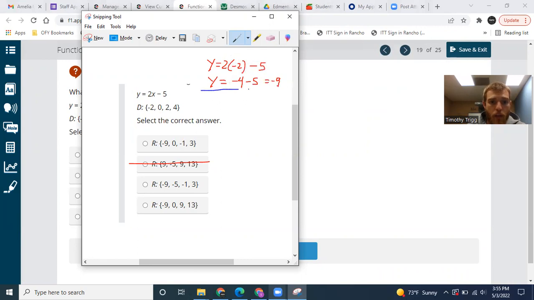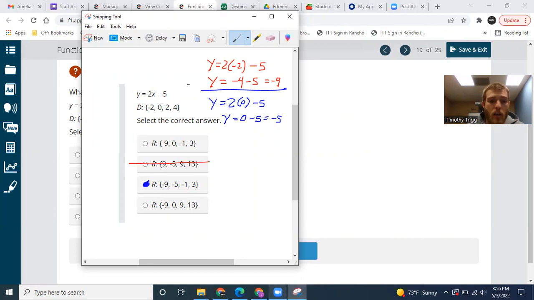Let me change my pen color. Now we're going to replace the x with this input 0. So y equals 2 times 0 minus 5. I hope you're writing this all down, by the way. That becomes y equals 2 times 0 is 0. Then we have minus 5. 0 minus 5 is -5. Okay, so -5 should be in the range. Okay, so that's got to be this one, right? Okay, and you could check the other points as well.